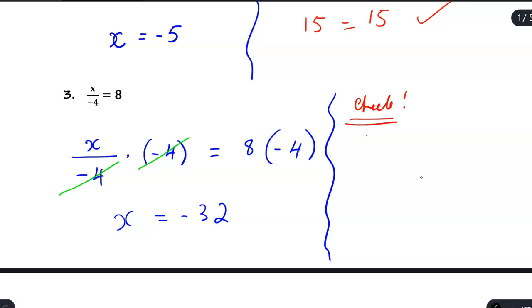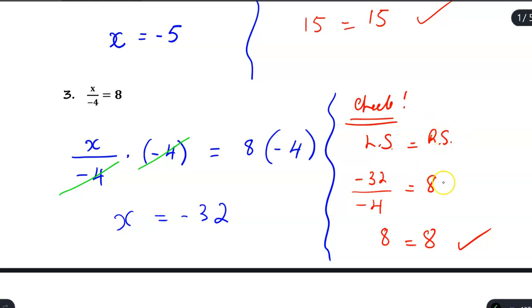If we check this, you must have the left-hand side equal to the right-hand side. So we have x, which is negative 32 that we found, divided by negative 4. See if this is equal to 8. Negative 32 divided by negative 4 should give me positive 8, so 8 equals 8. We already know the right-hand side equals 8, but we need to show that we perform the operation on the left-hand side of the equation to show that the two numbers are equal to each other. Therefore, we have a correct solution.